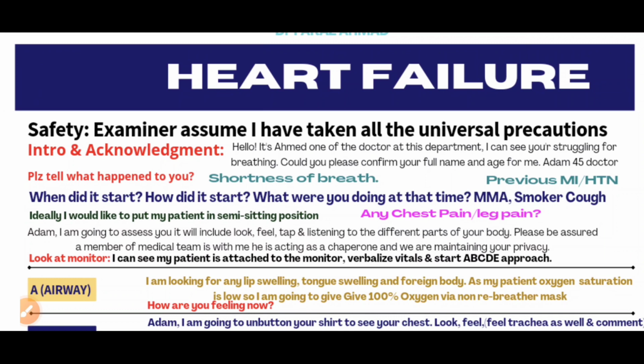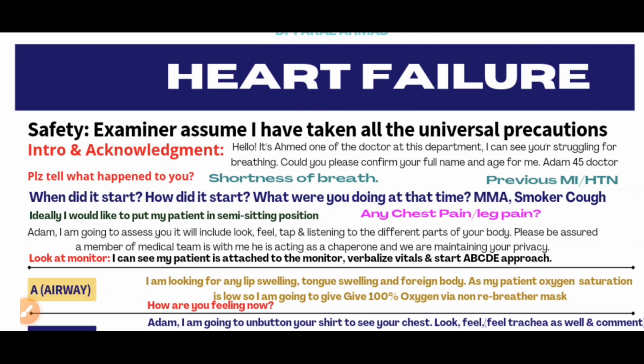When we move toward our patient, we normally introduce ourselves and acknowledge the patient. I will say, hello Adam, if I know the name already. If I don't know the name, I will simply say hello. The patient will say hello doctor. Then you introduce yourself: my name is Ahmad, I am one of the doctors working in this A&E. I am really sorry, I can see you are struggling for breathing. Would you mind confirming your full name and date of birth for me? The patient will mention the name and date of birth.